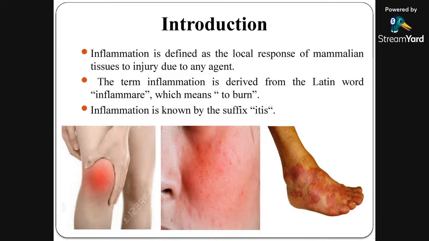Inflammation is known by the suffix itis. Itis indicates inflammation and is added to the name of the inflamed organ. For example, inflammation of liver, hepatitis; inflammation of skin, dermatitis. These are different images showing inflammation at work: knee inflammation, inflamed face, inflamed foot.